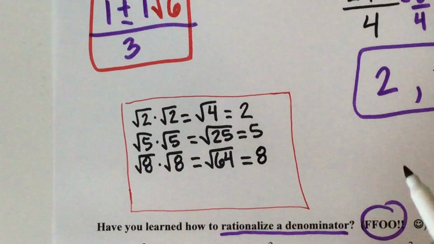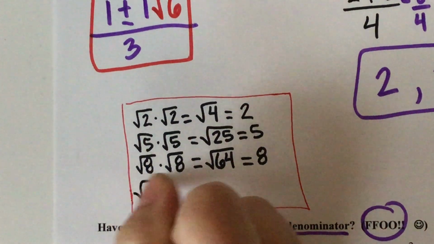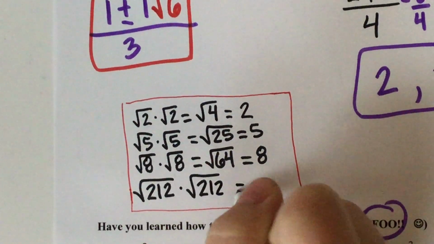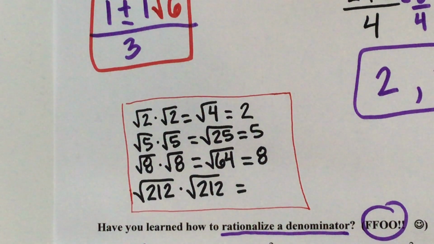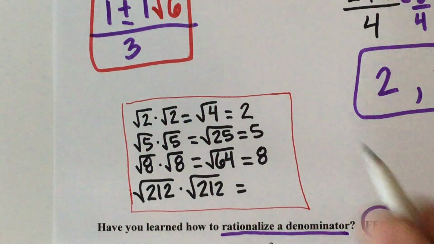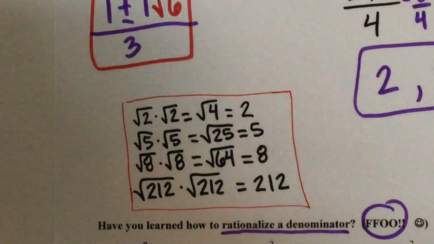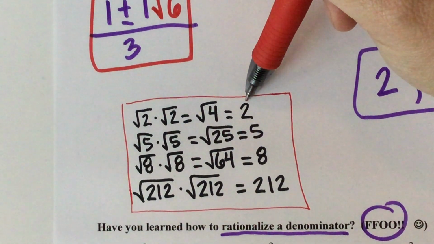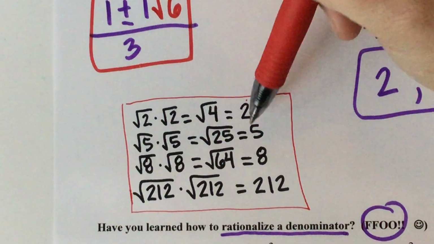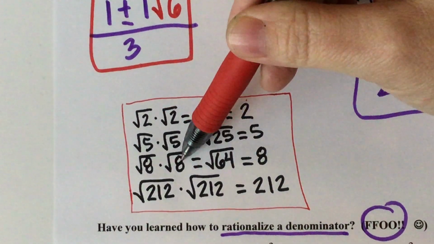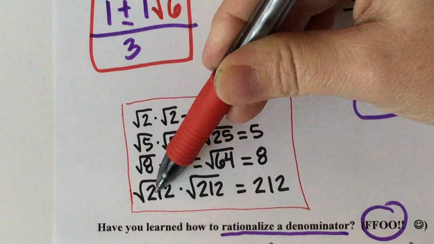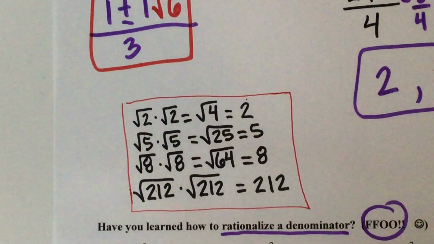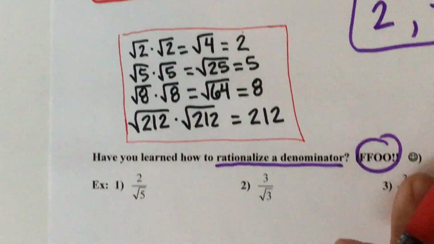Just an 8. Now let's try one that's really large. Square root of 212 times square root of 212. In a second, can you give me the answer? 212. So if you didn't notice the pattern, whenever you take a square root times itself, shoop, out it comes. Okay, we need to know that so we don't have to work so hard on these problems down here.